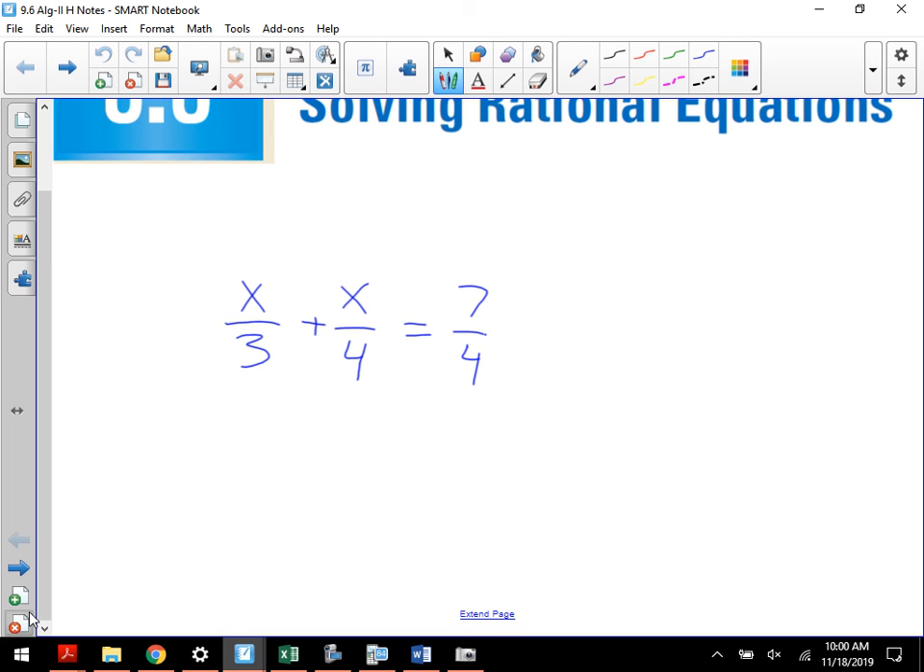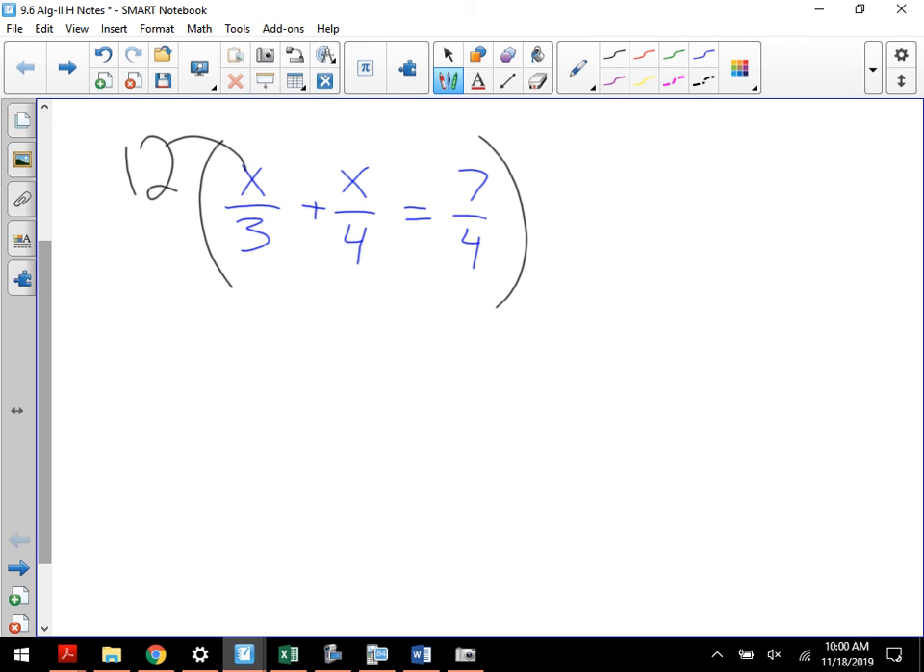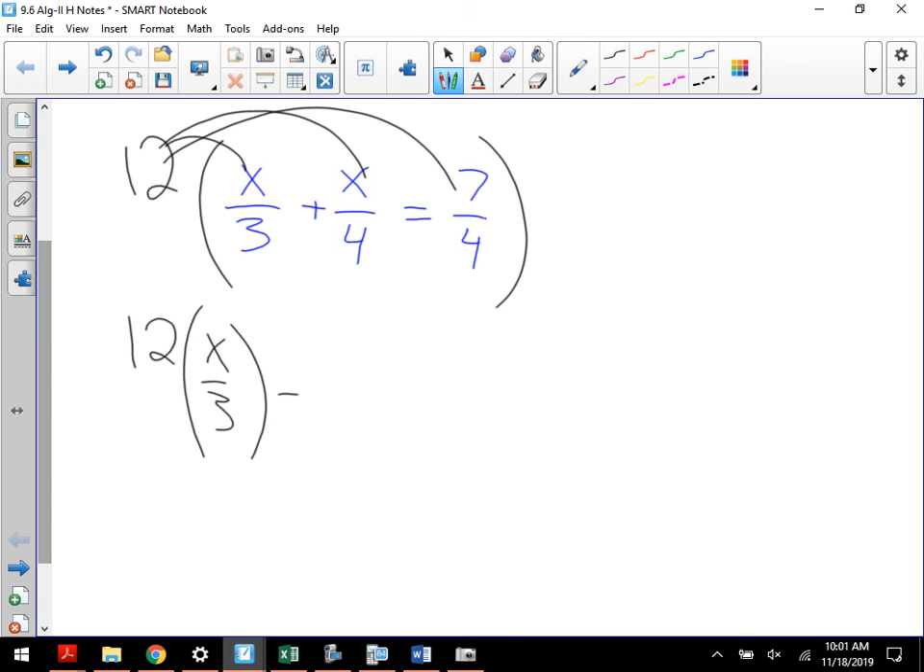You guys have actually done these things before where you try to get rid of your fractions. What would you multiply everything by to get rid of the fractions? If I multiply it by 3, I don't get rid of the 4, though, do I? 12. So if I multiply everything by 12, I'll do this long form so you can see what's happening. You're multiplying all 3 pieces, so you get 12 times x over 3, 12 times x over 4, 12 times 7 over 4.